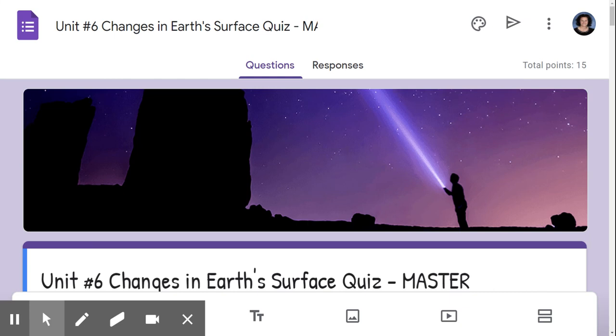Question 3. Identify the following as examples of physical or chemical weathering. Number 1 is water abrasion. Number 2 is acid rain. 1 is physical weathering, 2 is chemical weathering. 1 is chemical weathering, 2 is physical weathering. They are both physical weathering, or they are both chemical weathering.